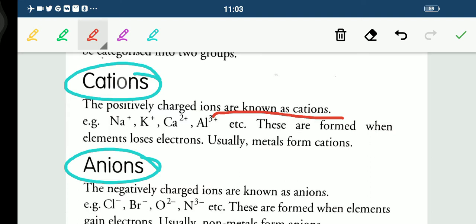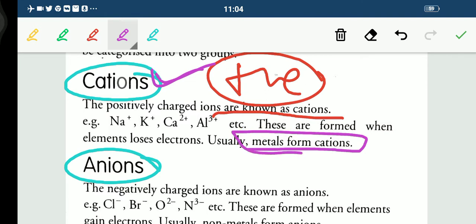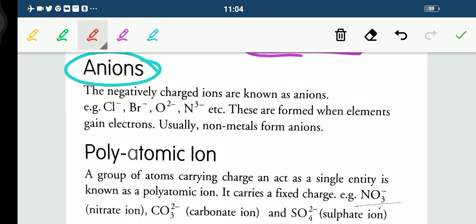Remember this thing, if you are losing the electrons, it means you are giving something, and if you are giving, what charge would you be acquiring? Positive charge. Fine. So remember, when any element loses electrons, it acquires positive charge. Okay, and the positively charged ions are said to be cations. You all can see here, metals mainly form cations, bache. Examples you can see: sodium ion, potassium ion, calcium, aluminium. These are all cations.